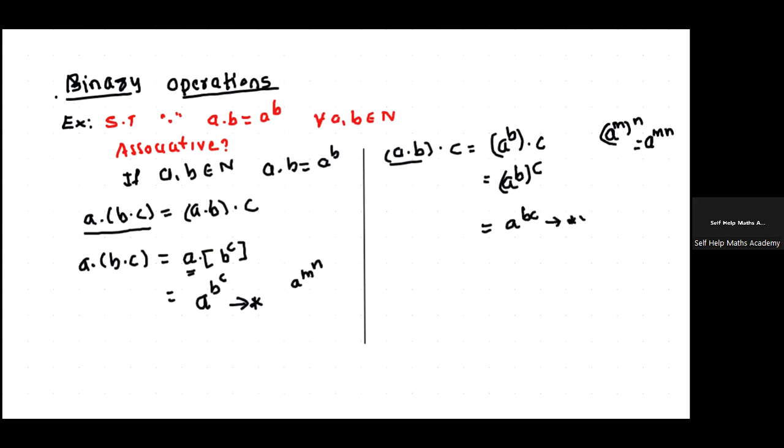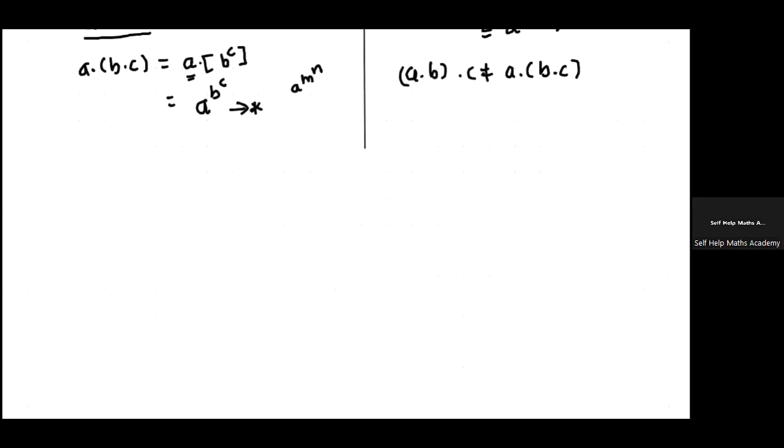If I observe star and double star, both are not equal. Hence a dot b dot c is not equal to a dot b dot c. Hence it is not associative. Therefore the given operation is not associative. That's how we're supposed to go for the problems.